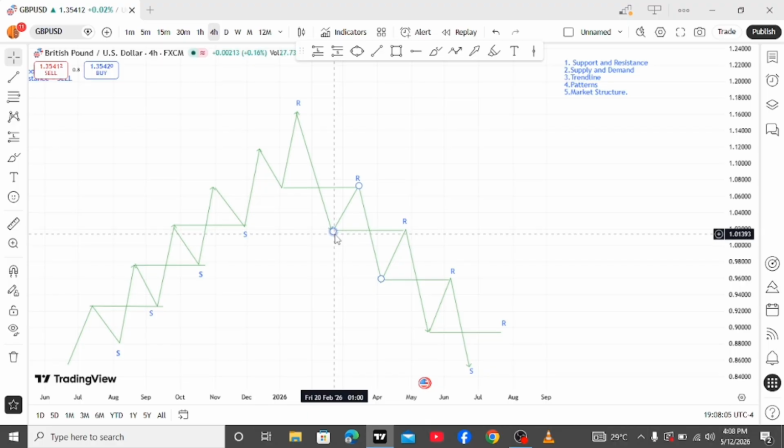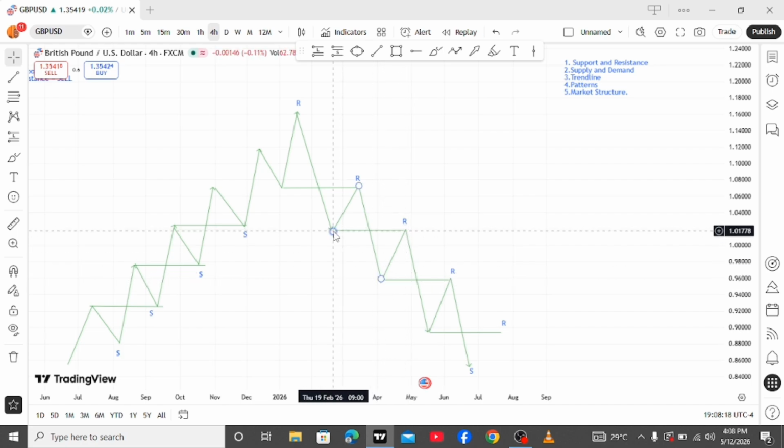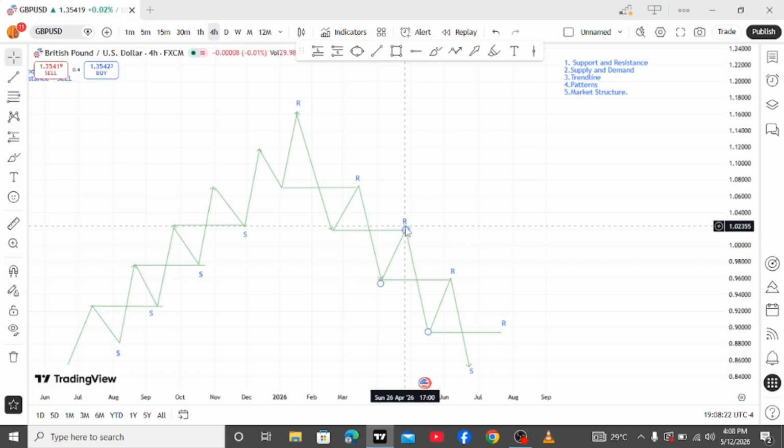And where should we sell from? We should sell from resistance. So the market goes up to a resistance. This is a good sell opportunity. We can sell from this point and make our profits all the way down here. The market goes up to this resistance level again, and then we could sell from this point.